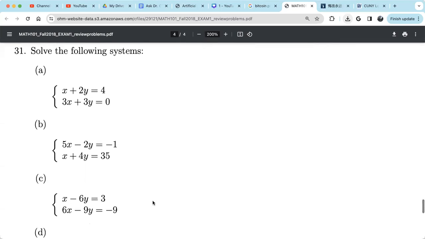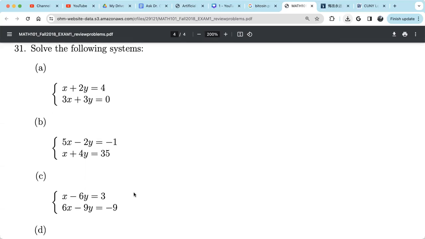31, we want to solve a system of equations. We can use the elimination method or the substitution method. So let's see this one. The second one can be simplified, right? 3x plus 3y equals 0. We can divide by 3 on both sides to get x plus y equals 0. So 0 divided by 3 is also 0.